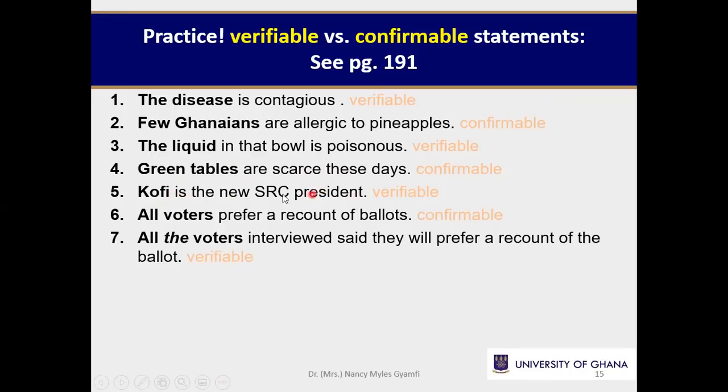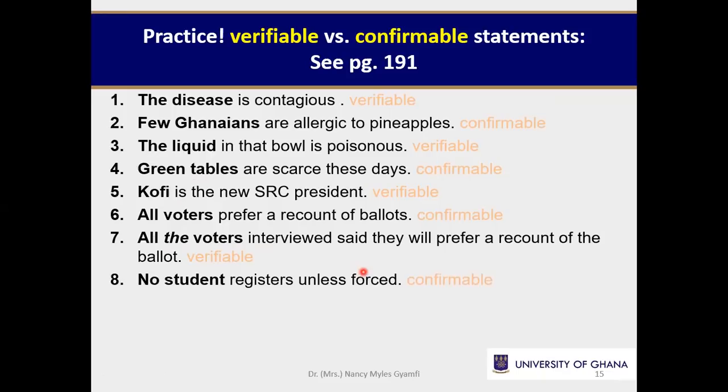Kofi is the new SRC president. This is directly testable. Kofi, specific, direct, countable, finite, verifiable. Six and seven, I told you in the other video, all voters prefer a recount of ballots. That's confirmable. Why? All voters, I said all that in the previous one. Anyone who votes prefers a recount. This is a generalization, a universal one, referring to six.